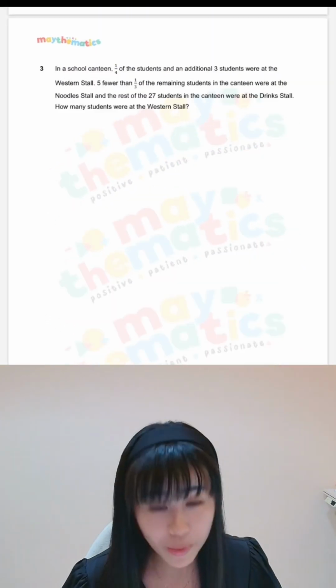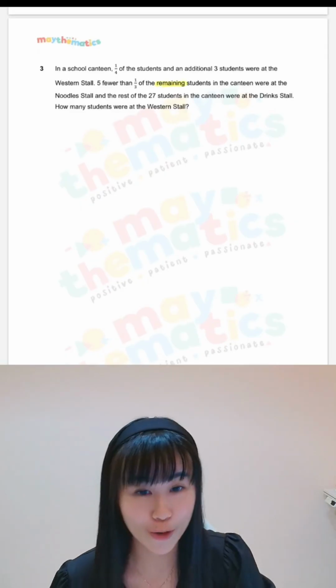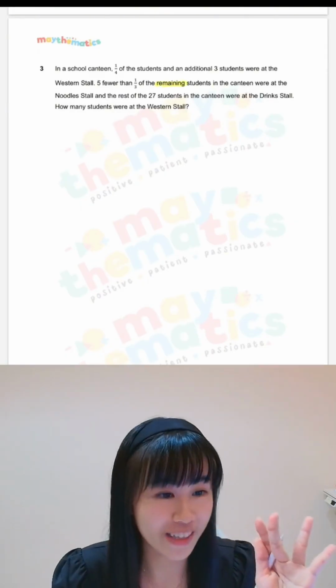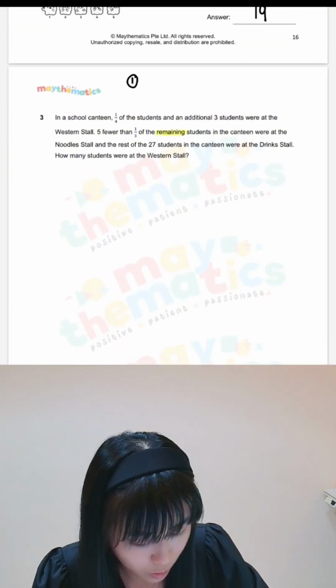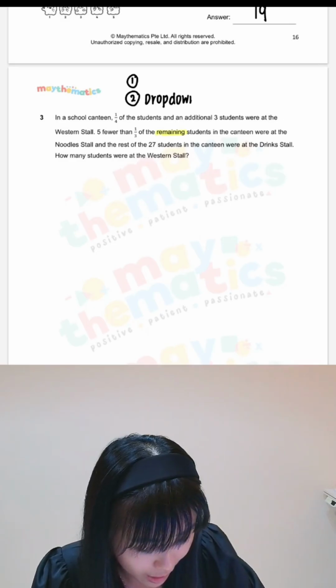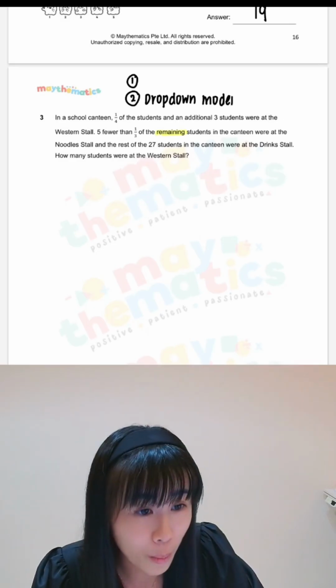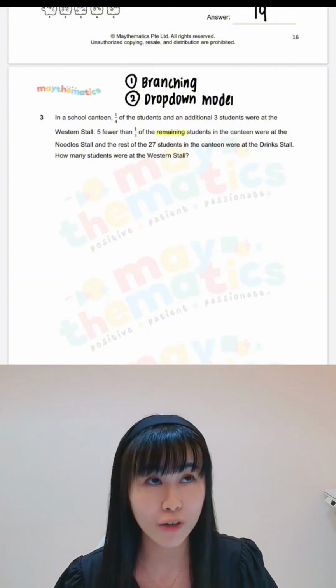This one is the same thing. If you read this question, you will see the keyword remaining. I told y'all there are 2 methods to do it. Can y'all tell me what the 2 methods are again? Drop down model, yes, one of the methods is the drop down model. Another method I told y'all is branching. Yes, branching again. This is a different type of remainder question.